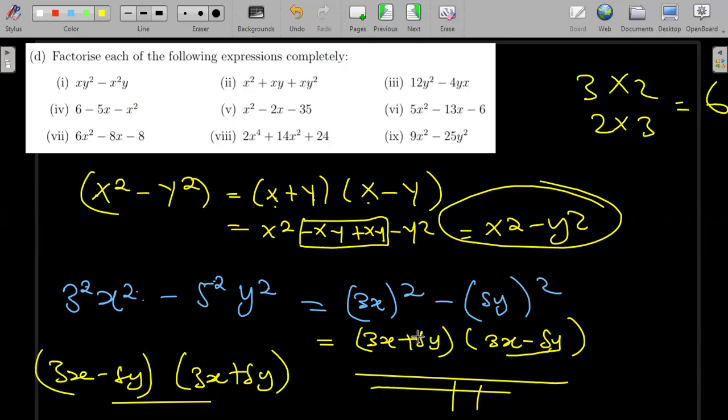So any other questions on expansions and factorization? Okay, so if there are no questions, I think I'll end here. I'll end here for today.